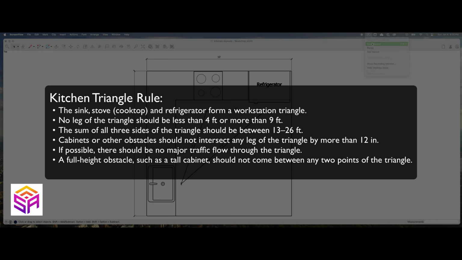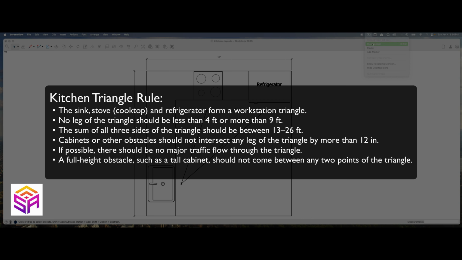Now, each leg of the triangle should ideally be 4 to 9 feet. The total perimeter of the triangle should be 13 to 26 feet. It's key that no major traffic flow or obstructions like islands or other cabinets cut through the triangle, to ensure not only seamless movement, but also safety.